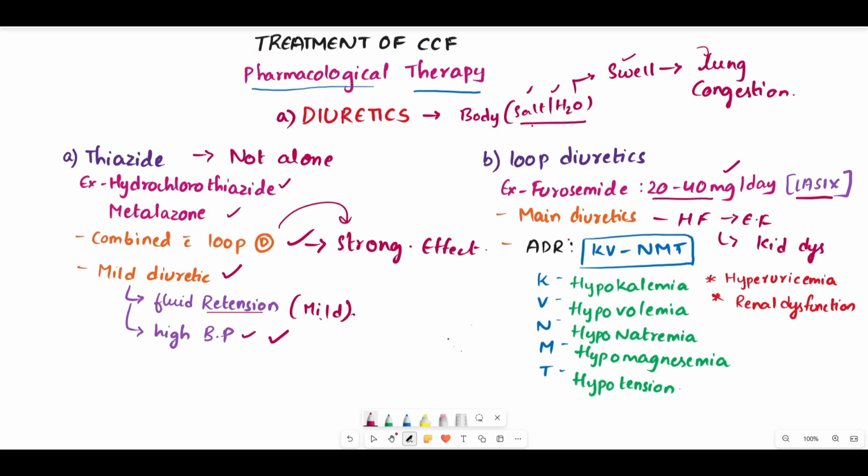And coming to the main ADRs of these loop diuretics, just remember the trick as KVNMT, where K means hypokalemia, V means hypovolemia, N means hyponatremia, M means hypomagnesemia, T means hypotension. All these KVNMT are hypo conditions, and in the loop diuretics there are some other ADRs which will be in hyper conditions. One is hyperuricemia, and sometimes it causes renal dysfunction as well.